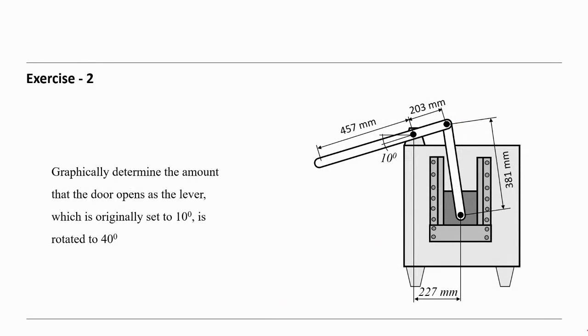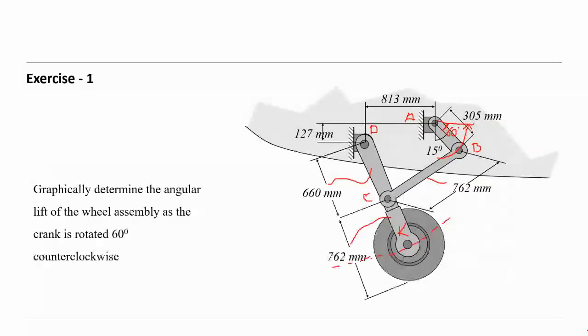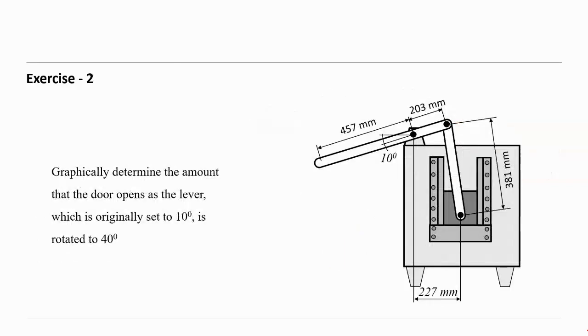Okay, another exercise. You have to do that, huh? This exercise you have to do at home. You have to finish it. You really have to draw it. So the second exercise, also we have here: graphically determine the amount that the door opens as the lever, which is originally set to 10 degrees, is rotated to 40 degrees.